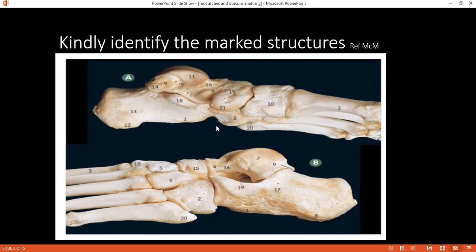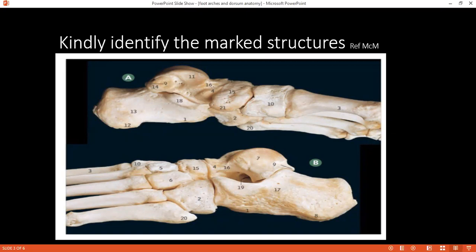Okay, good. Can you please identify number 9 in picture A? Number 9 is the lateral tubercle of the talus. Very good. If you can identify 11, please. It is the medial malleolar surface of the talus.